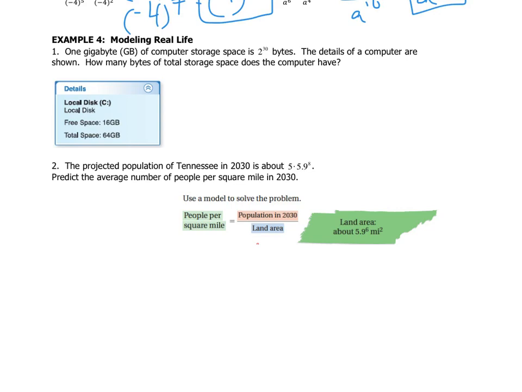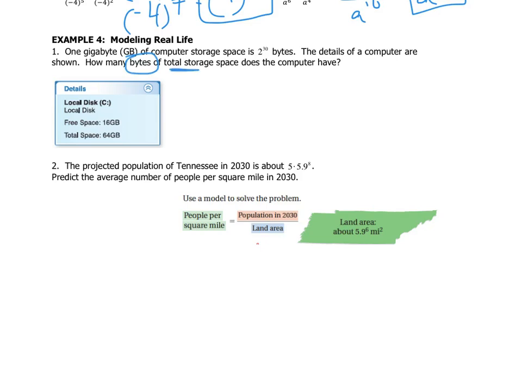So this next one's a little bit tricky. We're looking at how 1 gigabyte of computer storage is really 2 to the 30th bytes. Right, that's the information we're given there. The details of a computer are shown below in this little chart. So the total space is 64 gigabytes. How many bytes, so that's what we're trying to answer, of total storage does the computer have?